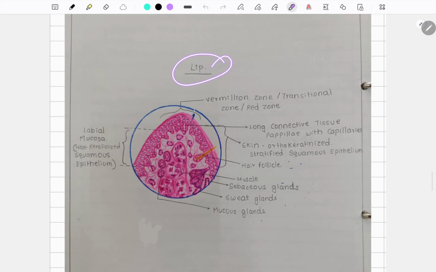Then there is a slide of the lip. In the lip there is labial mucosa, which is non-keratinized squamous epithelium. Then there is the vermilion zone or transitional zone or red zone, and there is skin which is orthokeratinized stratified squamous epithelium. Over here there is a long connective tissue papilla with capillaries. Then there is a hair follicle also present near the skin area. Then there are muscles present over here, sebaceous glands present over here. Then there are sweat glands and mucous glands also present in the slide of the lip. This is a little bit complicated slide.